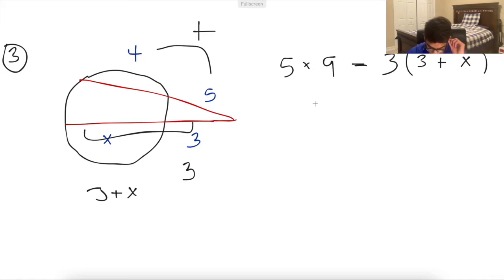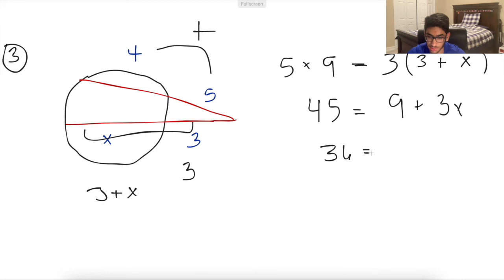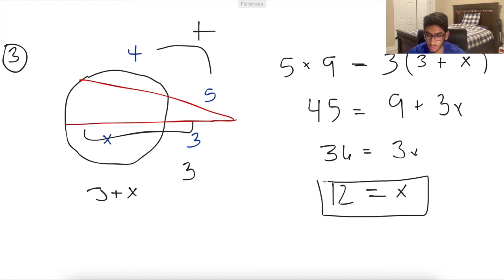And so from here, we can multiply. So we have 45 equals 9 plus 3x, subtract 9, we have 36 equals 3x, and then divide by 3, 12 equals x. And so that's our answer. So the really important part about this is making sure you have the right equation when you have a variable in your secant. So make sure you put 3 plus x and not 3x.